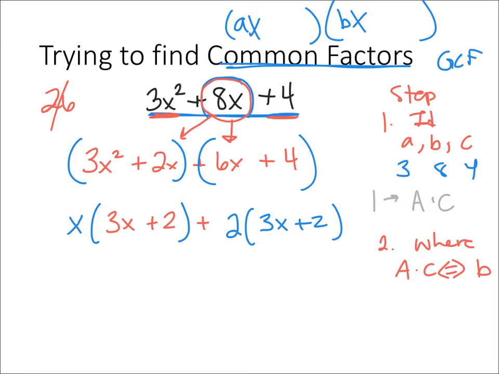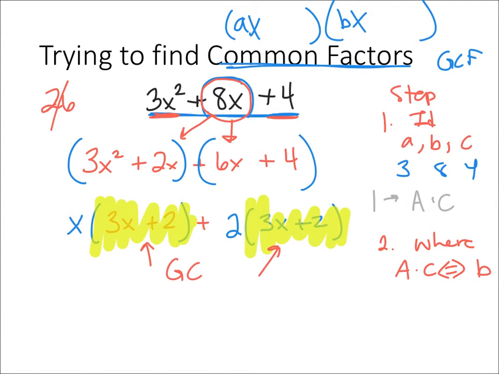Now, what we're going to introduce is this idea of a new common factor. Common factors don't have to be just numbers, and they don't have to be variables. They can be entire expressions. If we look at what's going on here, this piece and this piece are identical to each other. They both have that 3x plus 2, and so this becomes the greatest common factor.